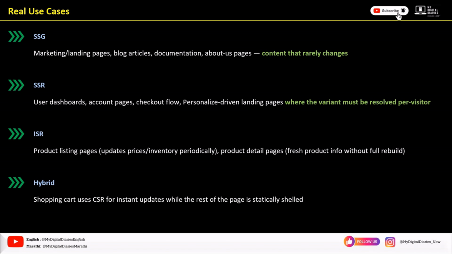So here is the pattern to remember. First, rarely changes, SSG. Must be per visitor, SSR. Changes periodically, ISR. Mixed needs on one page, then hybrid. In the next part, we will turn this into a simple checklist. We will see the exact questions to ask before you pick a strategy for your route.